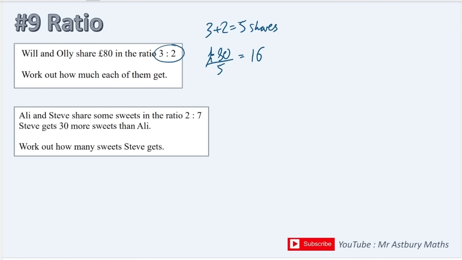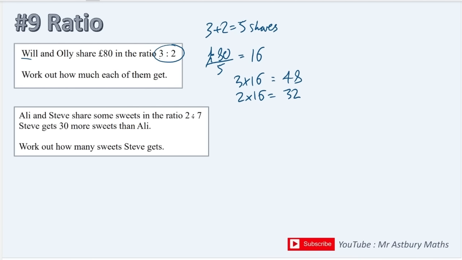So Will, because he is first, has 3. So 3 times 16 is going to be Will's share, which is 48. And 2 shares for Ollie, which is going to be 32. So Will has 48 and Ollie has 32.